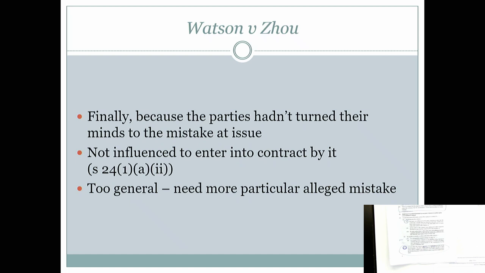You can see in Watson and Zhao a much more reticent Court of Appeal. They really are concerned about too readily finding mistakes. When you've got a written contract, we're not going to too readily overturn that or grant relief to one party because we've got to keep in mind the general security of contractual relationships, and particularly when that general type of contract is the sale and purchase of property, as it was here. Real property, real estate, homes.